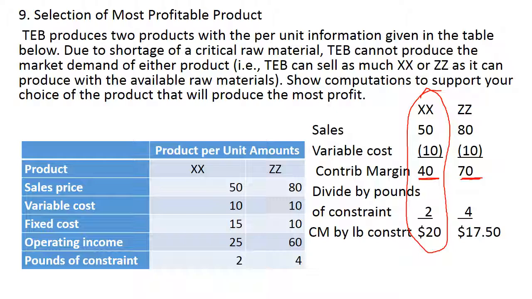So we're better off producing product X first until all the demand for that is fulfilled, and then focusing on producing product Z. So you would want to fill all your demand for X before you start filling your demand for Z, because it's going to cover your fixed cost faster than product Z will.